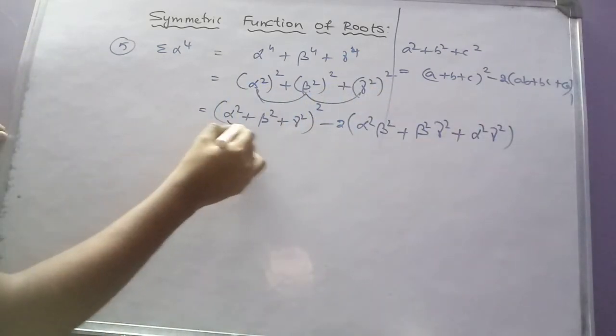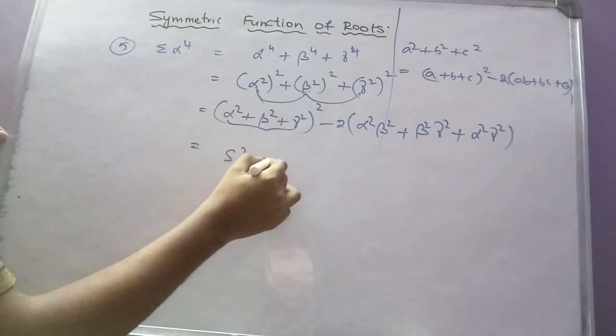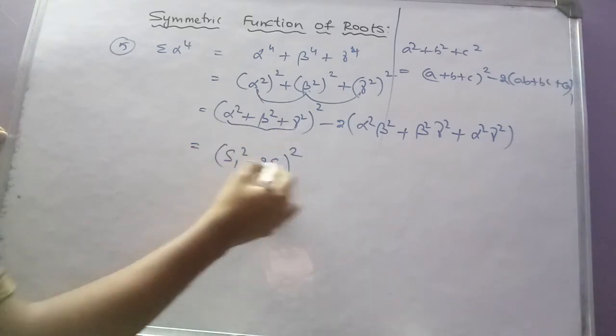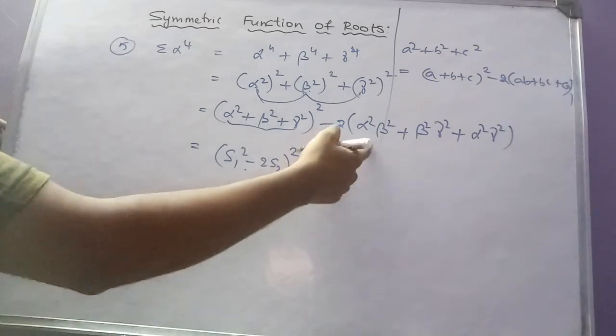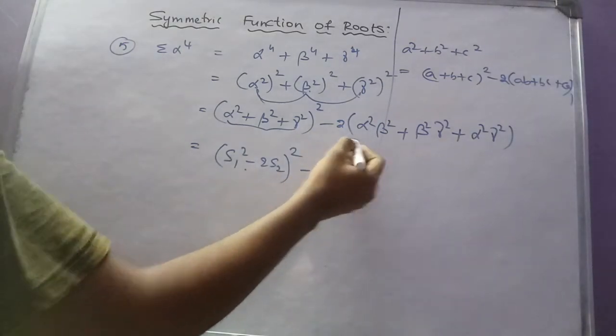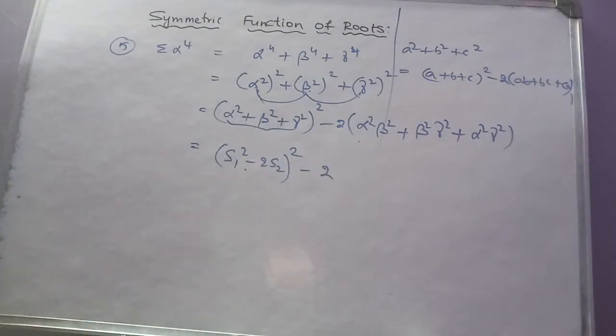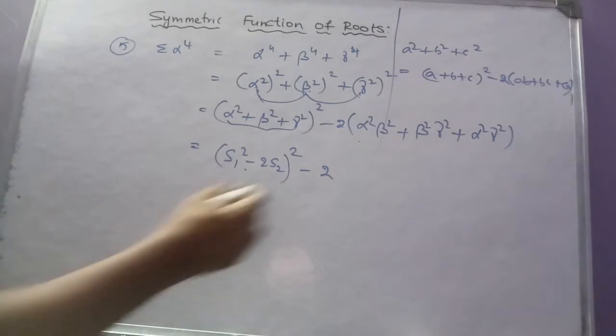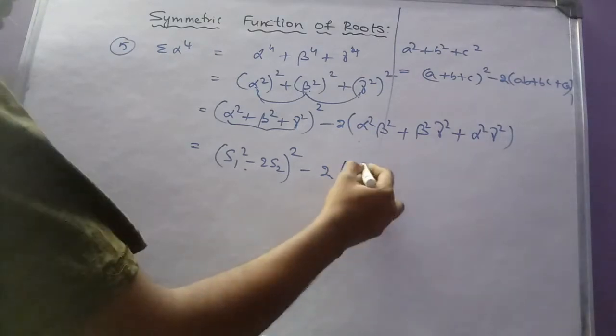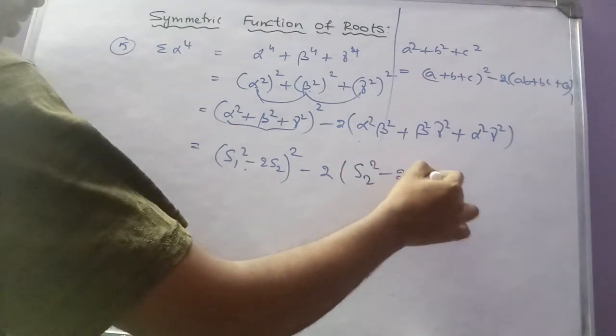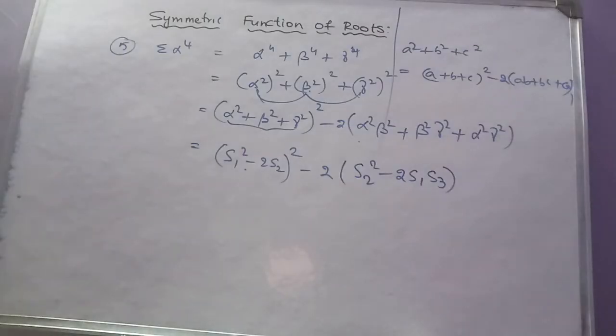Dear students, we know that this is S1 square minus 2S2. This is what we have first derived, and then minus 2 into, this is the third formula that we have derived. What do you get? Sigma alpha square beta square, that means sigma alpha beta whole square. We have already derived it, right? So it is S2 square minus 2 S1 S3.